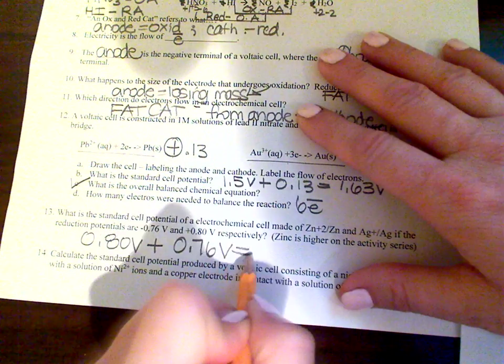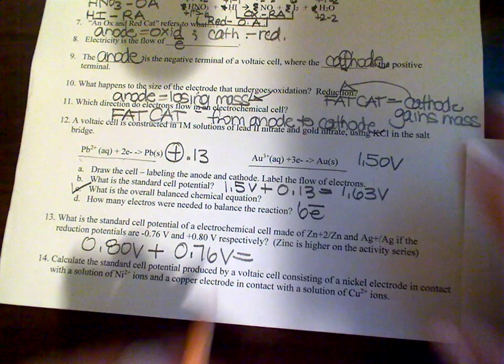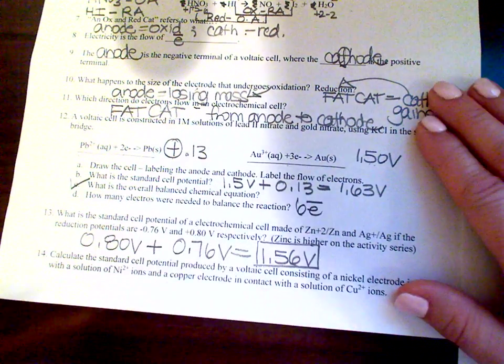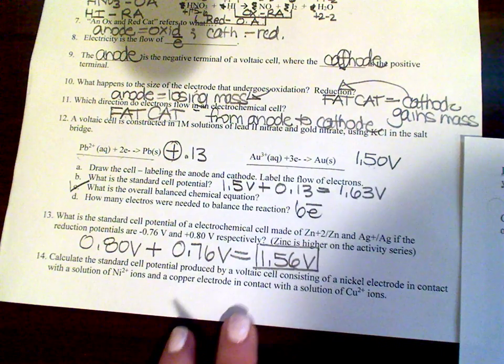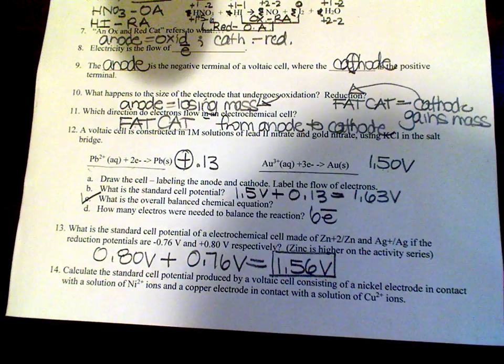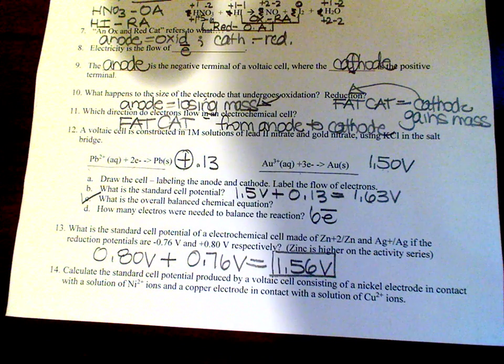And then I just need to add those together. So if we have 0.8 plus 0.76, I get 1.56 volts. And the cool thing about that is it is a positive number, meaning that it is spontaneous, which means that I'm correct. If I got a negative cell potential and it was a voltaic cell, then something was wrong.